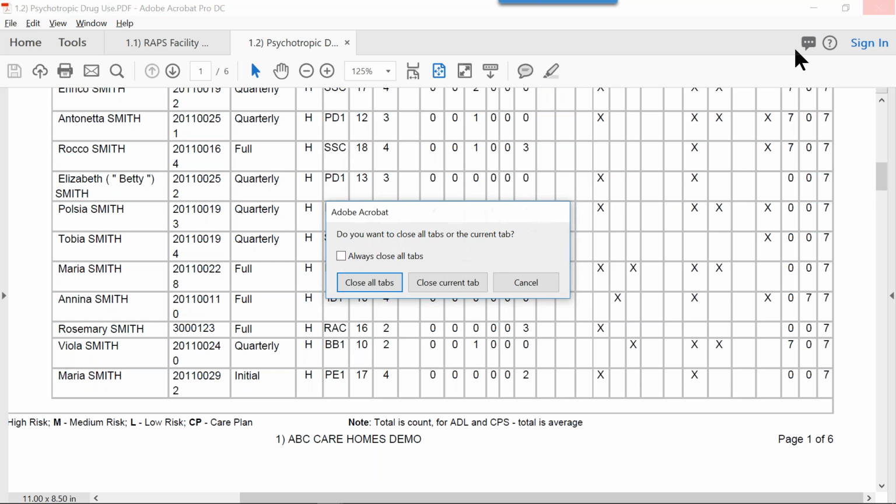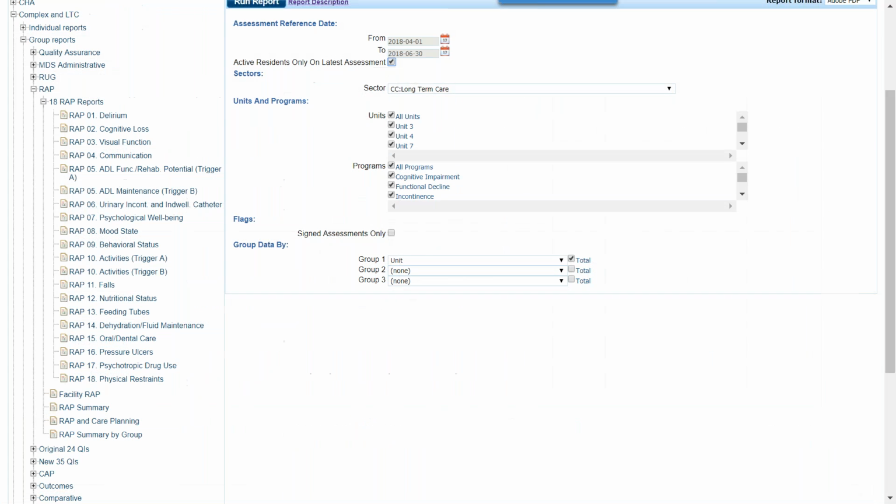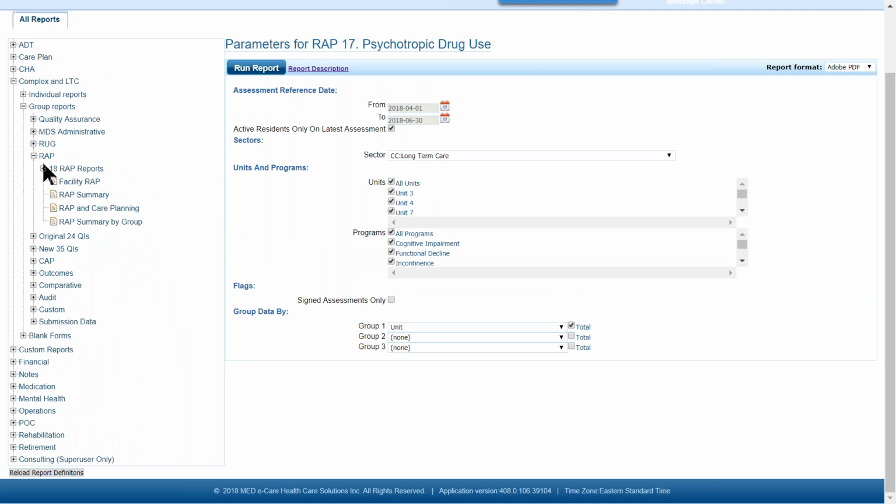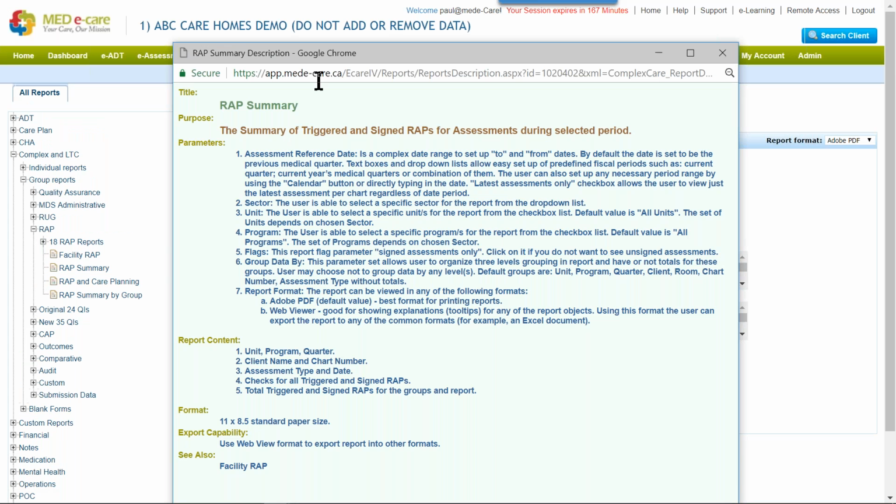So let's just close those 2 reports out. And we'll go to the next report that's in the wrap box. And this one's called the wrap summary report. So I'm going to click on that to bring the report up. And I'm not sure what this report does, so I want to look at this report description. And you can see here, it says that this is a summary of all of the triggered and signed wraps for assessments during the period that we selected.